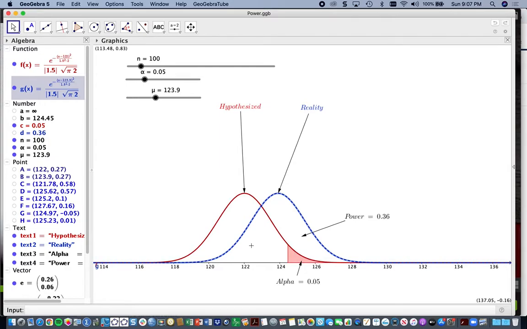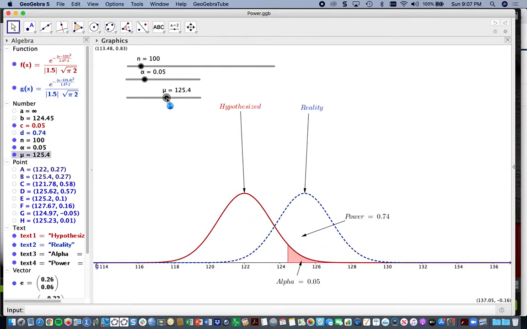So if we go back here to the GeoGebra file, and I turn on this graph, it's got to be centered at 125. This graph, the blue graph, is the reality. That's centered at 125 and has a standard deviation that is also equal to 15 divided by the square root of 100.